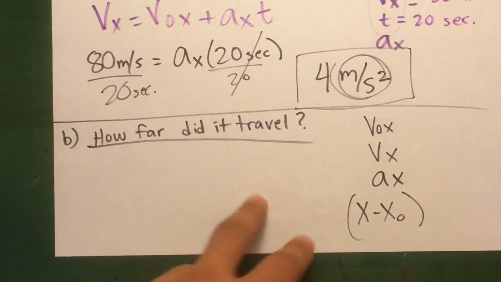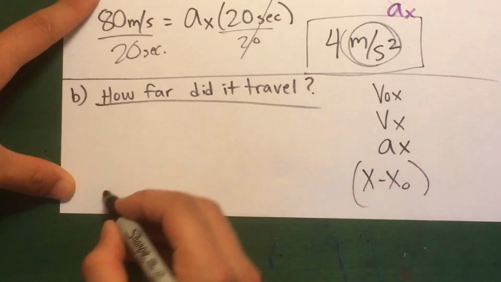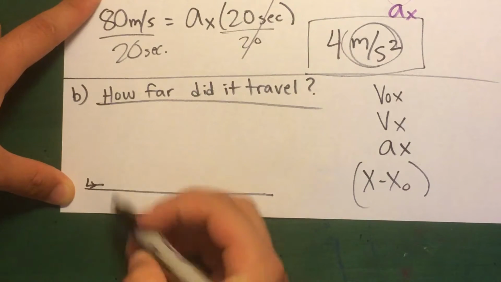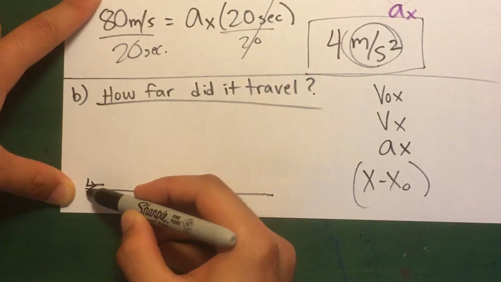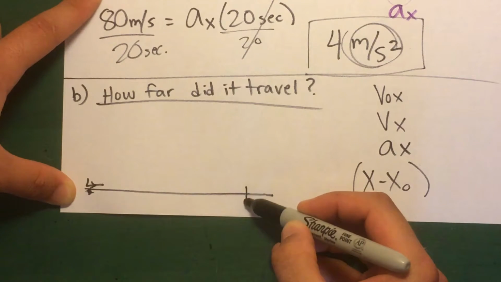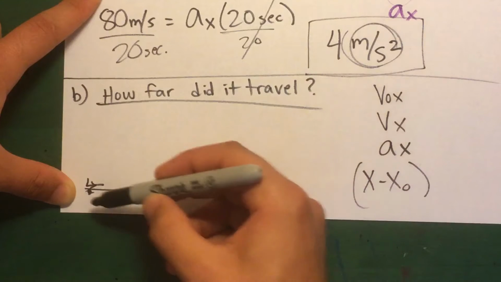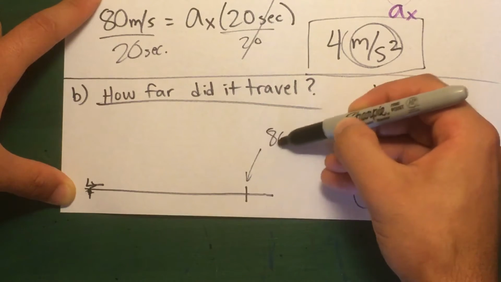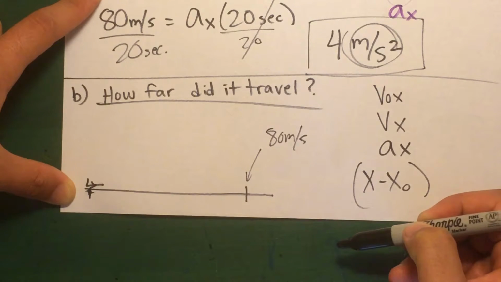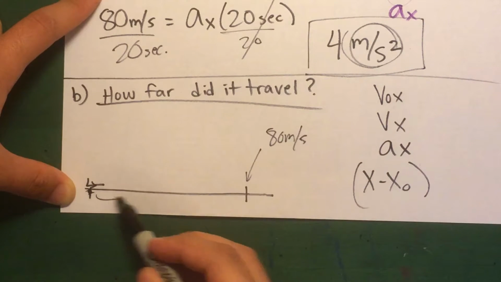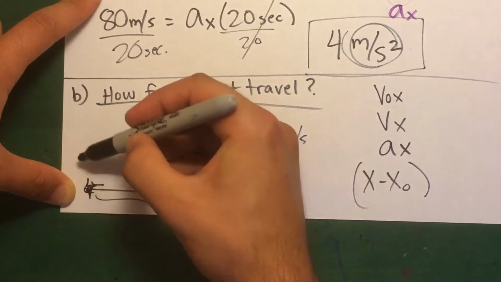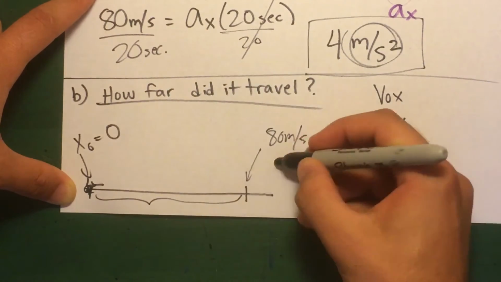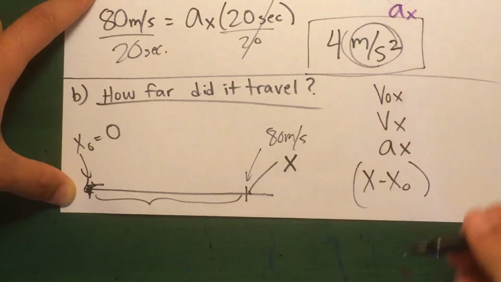It's displacement. So let's say this is the runway and the plane is right here. It starts from here at rest, and let's say we want to know how far it traveled in those 20 seconds. At this point it was going 80 meters per second, and we want to know this displacement starting from 0. So x sub 0 is 0, obviously, because it didn't move, and we want to find x, its displacement.